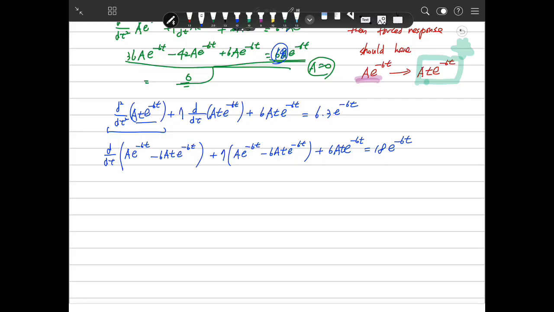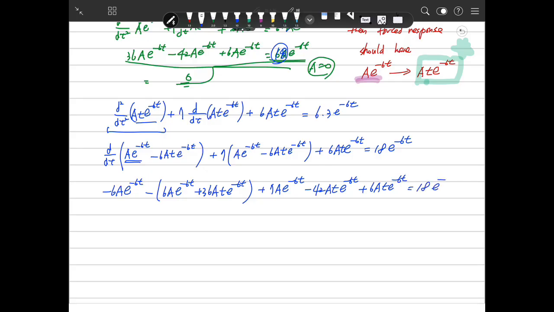Then we do that. The first minus 6a exponential minus 60, and this gets more complicated, but I will try that. Minus 6a exponential minus 60 and plus 36at exponential minus 60, and plus 7a exponential minus 60, minus 42at exponential minus 60, and plus 6at exponential minus 60, it will be 18 exponential minus 60.